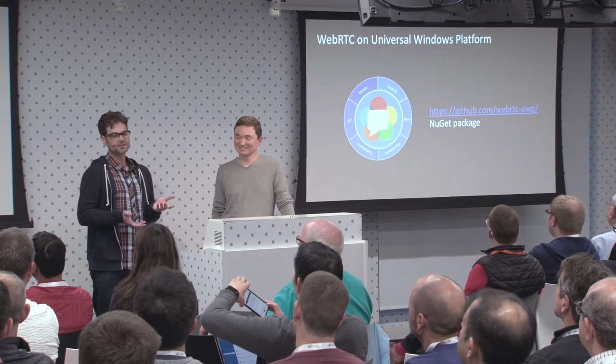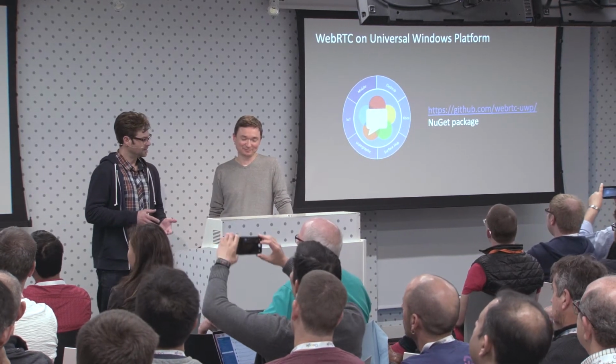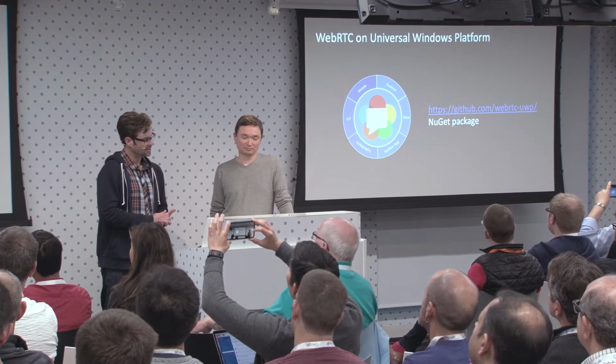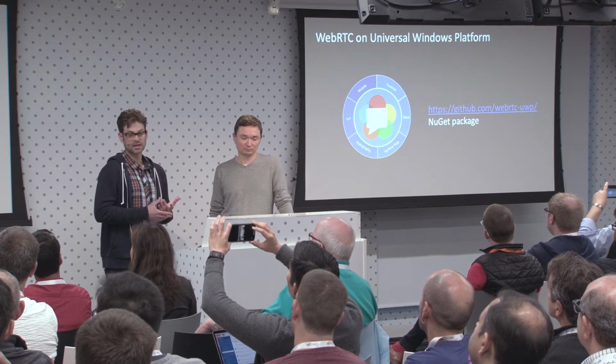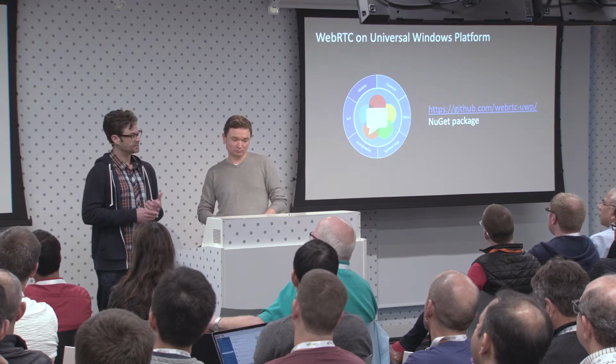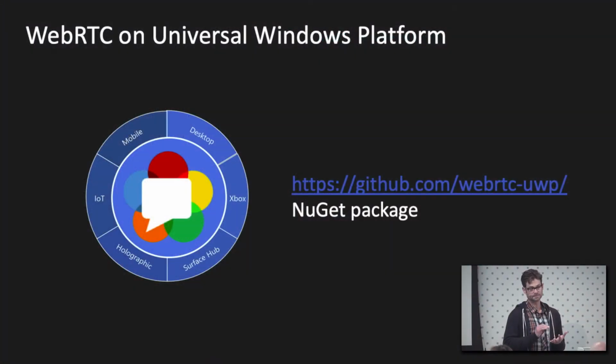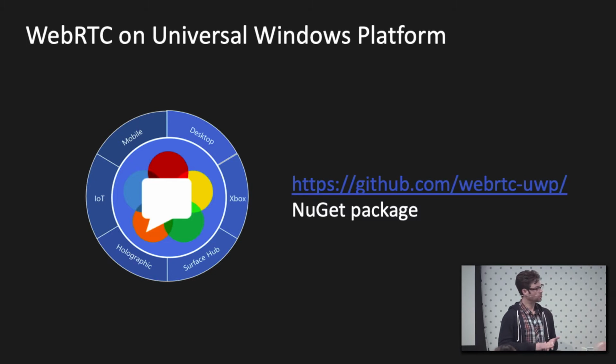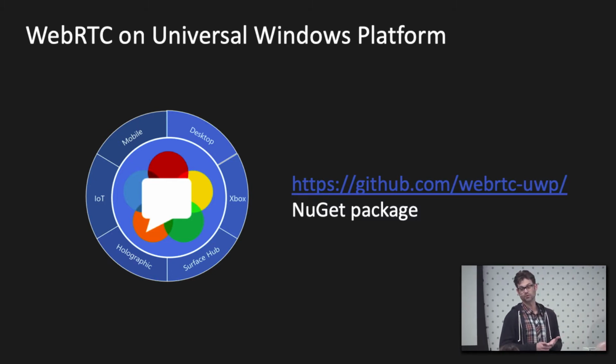So what is the Universal Windows Platform? Briefly, if you haven't heard of it, it's the native platform for Windows 10, and it runs anywhere that Windows 10 does. So that would be desktop, HoloLens, Xbox, mobile devices, ARM and ARM64 laptops, and IoT.